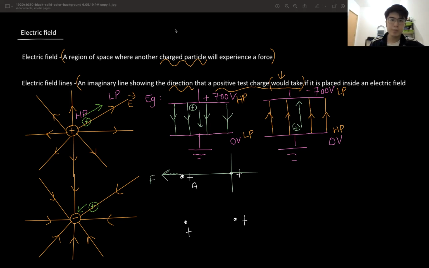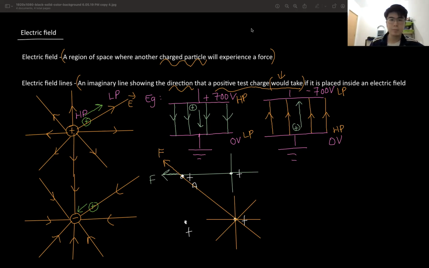Okay, same for this one here. This charge, how does the electric field line look? Outward. Okay, but I'm only going to draw this line that stretches to this point, and I see the effect on this charge. This is the force produced.